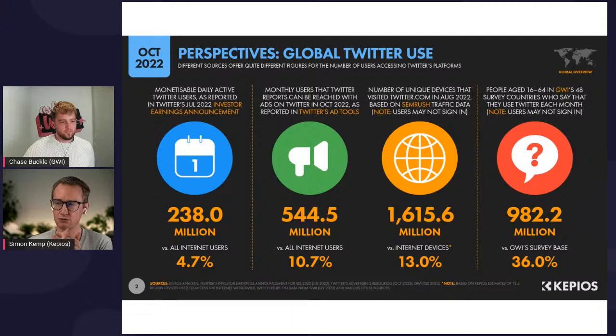238 is the monetizable daily actives that Twitter reports. It's a very useful number for investors because it basically tells you how many of its users Twitter is able to earn revenue from. Fantastic if you're an investor.